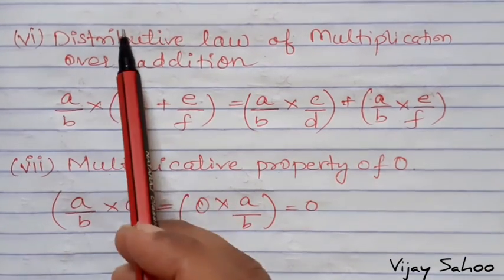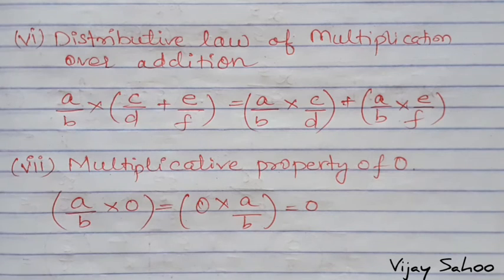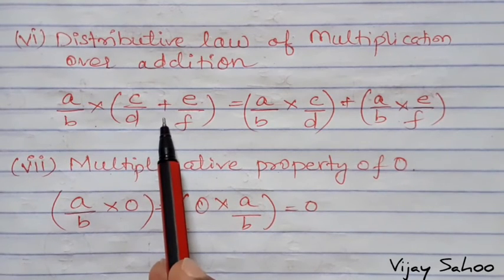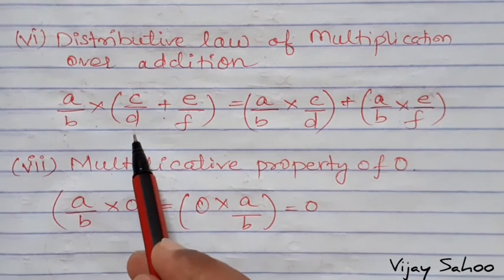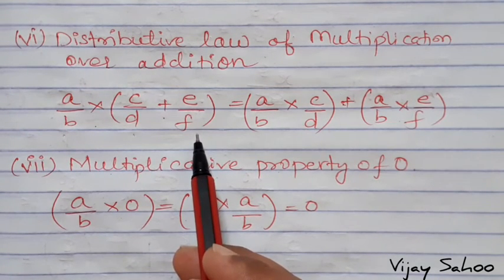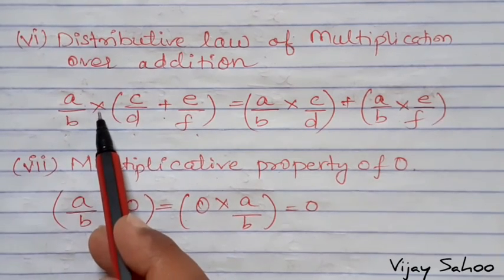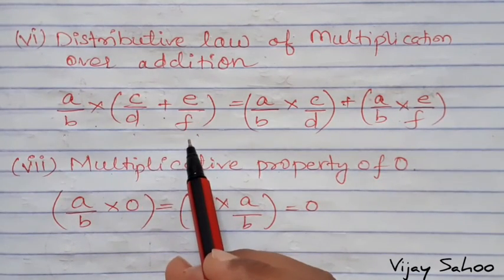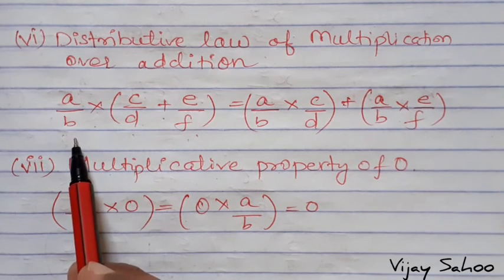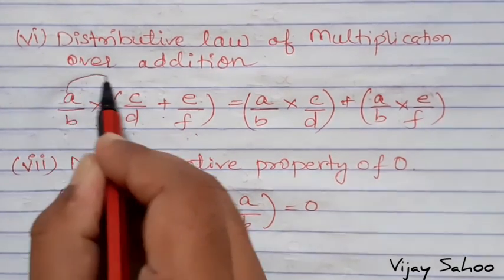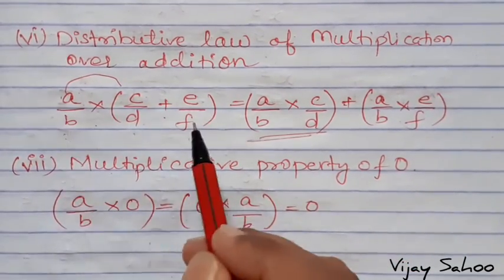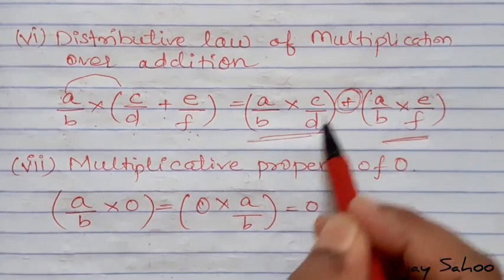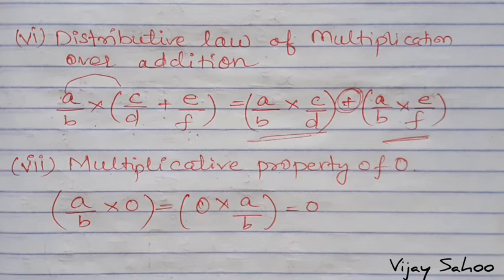Distributive law of multiplication over addition. It means you will find that in some cases the multiplication sign as well as the addition sign will be there for any three rational numbers. Let us take three rational numbers a by b, c by d and e by f. We can write in this order, that is a by b multiplied by c by d plus e by f. So this is simple as it is. When we remove the bracket, what we used to do? We used to multiply: a by b multiplied by c by d, a by b multiplied by e by f, and in between a positive sign. This is simply what we do in removing the brackets.